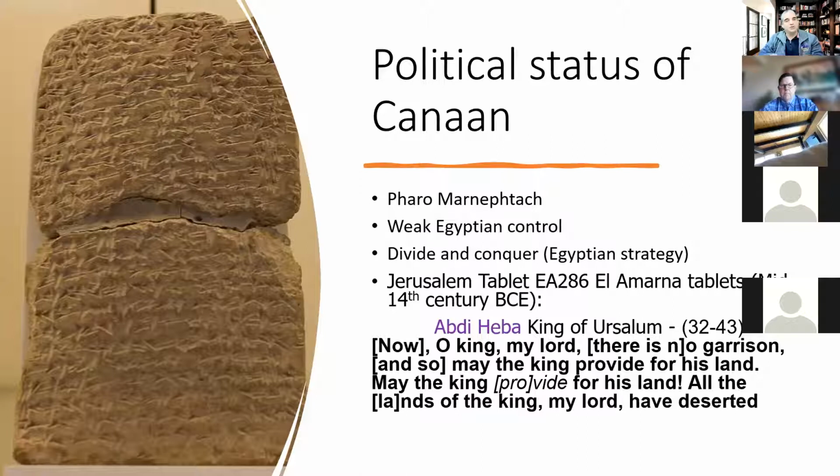Then we see two coalitions. Imagine, there's no great empires here yet, okay? When Joshua defeats the South coalition, he's not fighting against an empire. He's fighting against little chiefdoms that came together, okay?